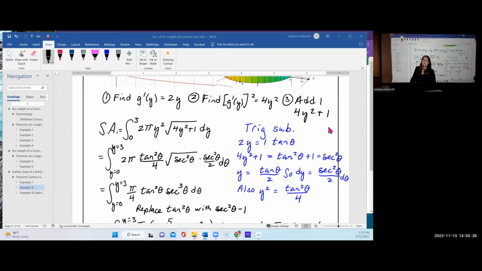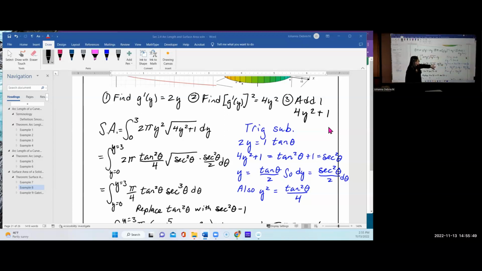So let's see which way you went. I know which way I eventually reverted to. It is a trig substitution. You make this substitution that 2y equals tangent of theta. So 4y squared plus 1, what's under the radical, becomes tangent squared of theta plus 1, which is secant squared of theta. So we replace this with secant squared of theta.